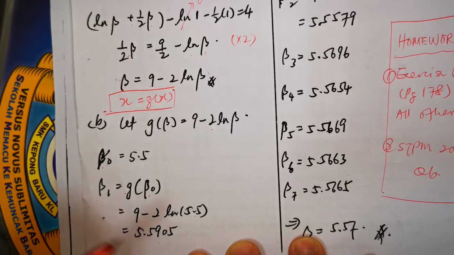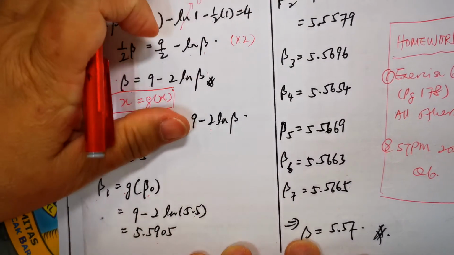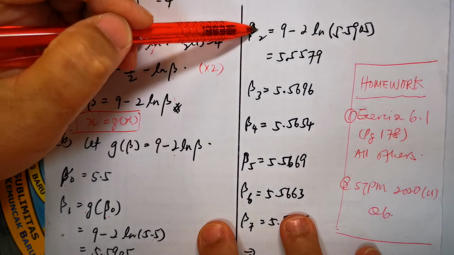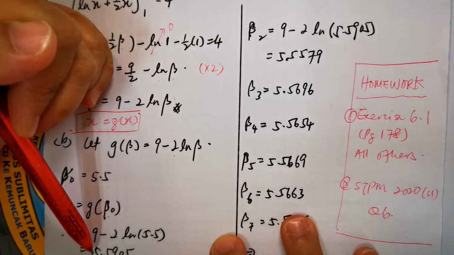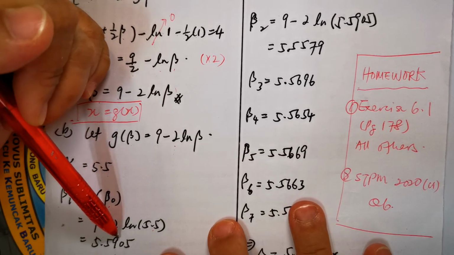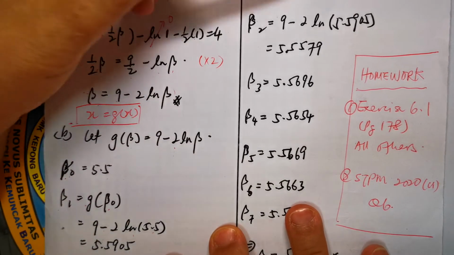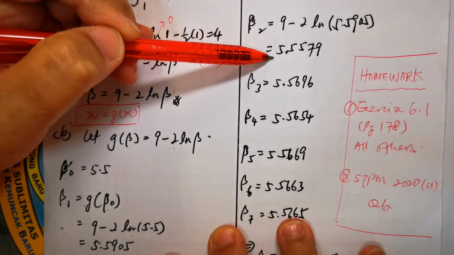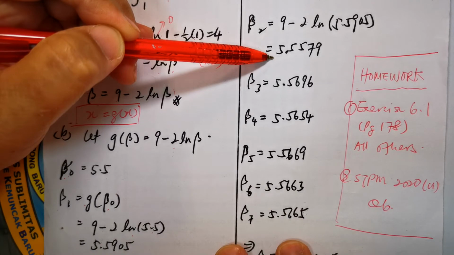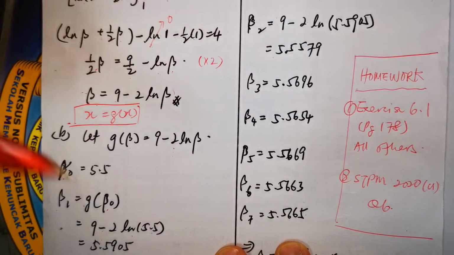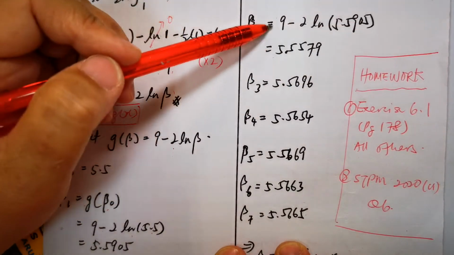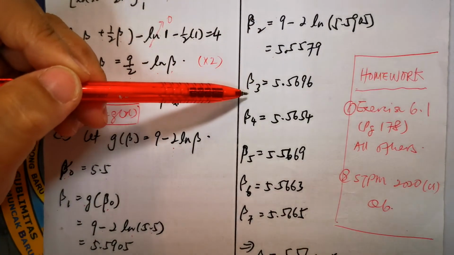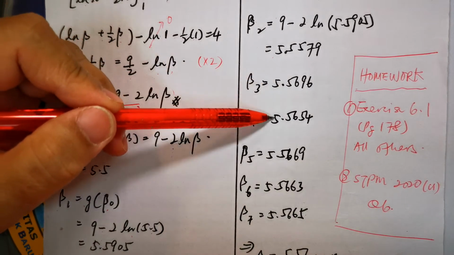Then again, repeat the same step. Repeat the same step. Remember? At least twice. Sub the previous answer 5.5905 into the g(beta) again. Press the calculator. I get 5.5579. Then following, you just use your calculator. Remember to key in this formula into your calculator. Then every time you just press calculate. And you see I get a sequence of answers.